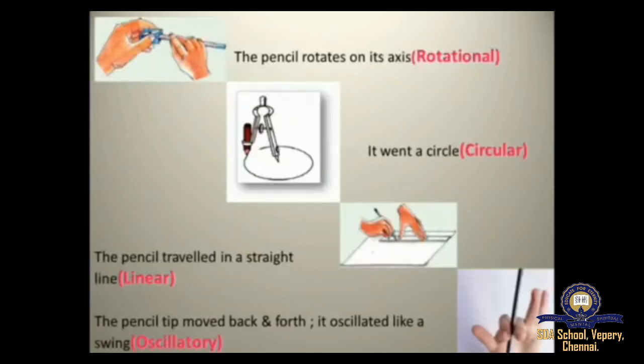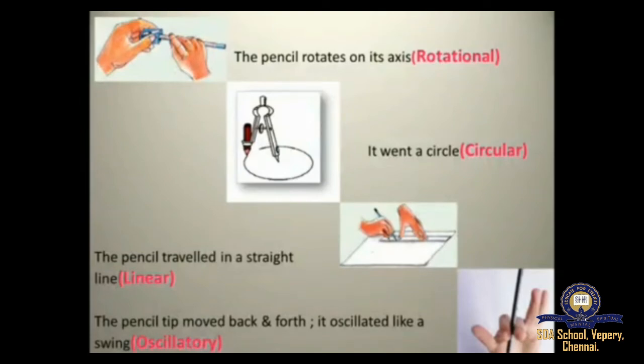Now, consider four cases, okay? Shanti took a pencil and sharpened it with a sharpener. This is the first case. And the second case is, then she drew a circle using the pencil and a compass. The third case is, later she took a ruler or a scale and drew a straight line on another paper. And the fourth case is, then she kept the pencil between her fingers and moved it back and forth. So now look at the motion of the pencil in all these four cases.